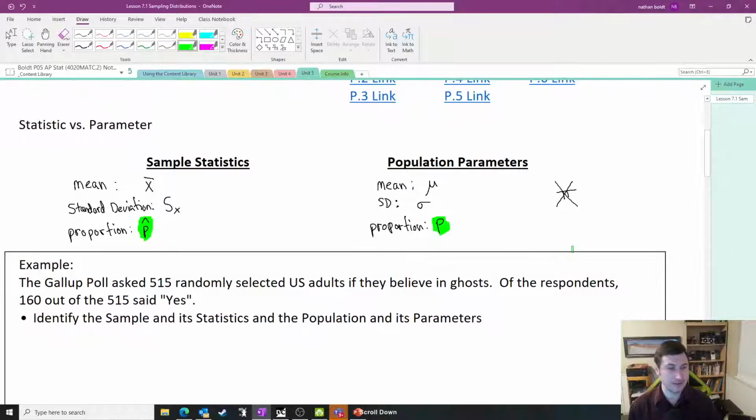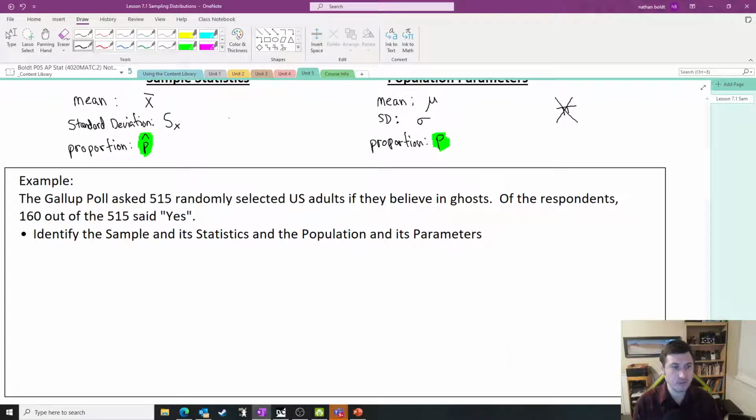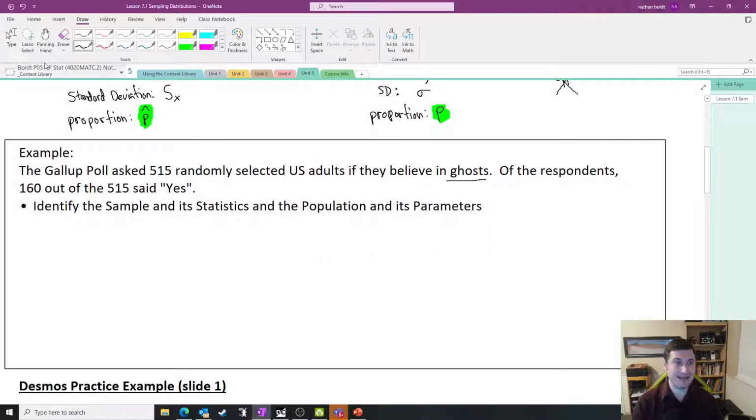Let's take a look at an example where we're going to identify both of those. The Gallup poll asked 515 randomly selected U.S. adults if they believe in ghosts. X-Files. Of the respondents, 160 out of the 515 said yes. We got a nice little sample here. Identify the sample and its statistics and the population and its parameters.